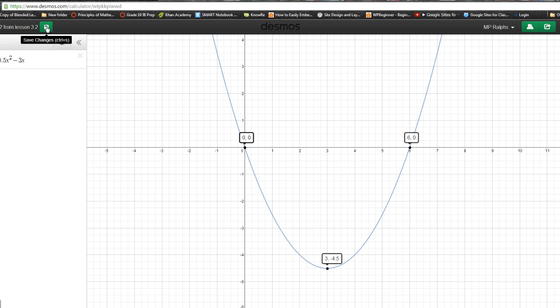I can save this graph also. Oh, I guess I just changed the name of it. All right. Well, that was also from example 2, but I guess I could have saved as or renamed this so that I wouldn't delete the other graph. Anyways, that's fine. We've got the 2 zeros, and we've got the equation of the axis, x equals 3, and the minimum value of y equals negative 4.5, along with the vertex, which is 3, negative 4.5.